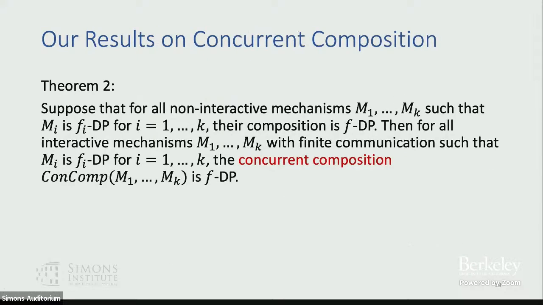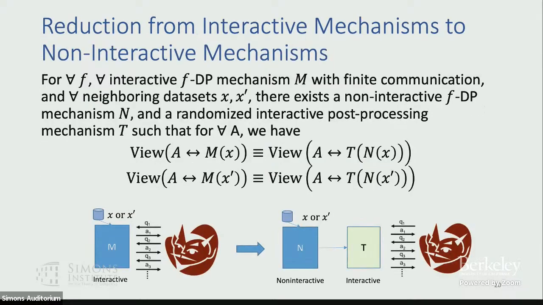So here's our formal result on the FDP, which basically says all composition theorems of non-interactive FDP mechanisms can be extended to the concurrent composition of interactive FDP mechanisms. So for FDP, we don't incur any additional loss in the concurrent composition setting. So how to prove this?